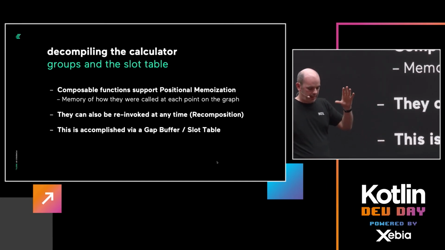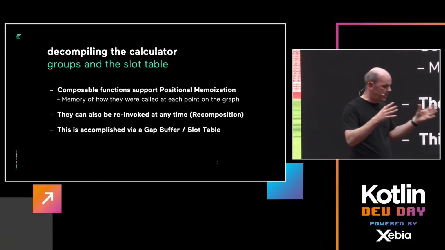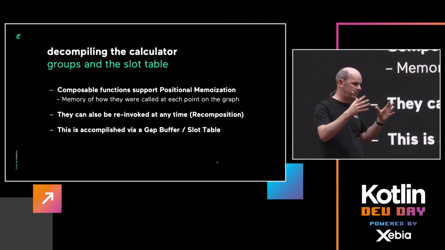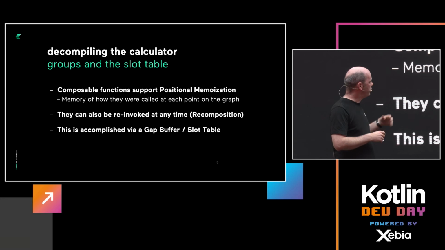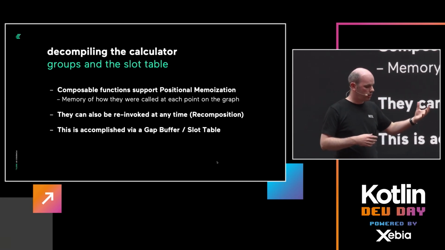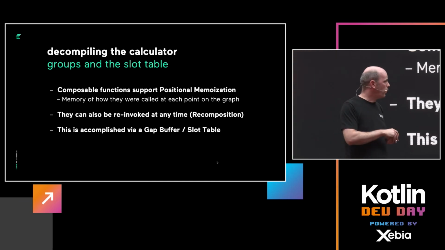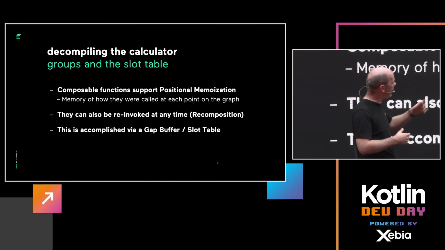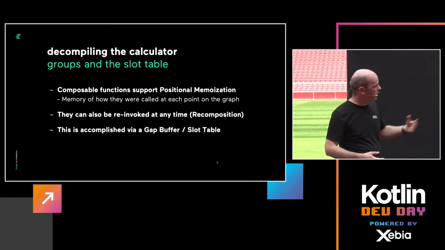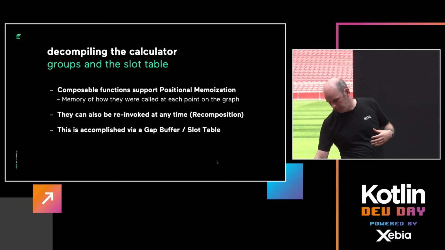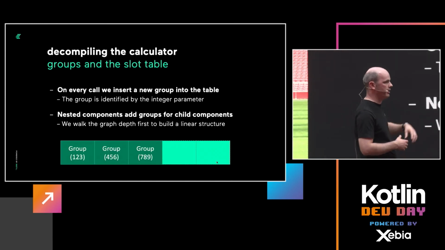So a gap buffer is a clever way to maintain a list of things and make it easy to change stuff. And you can basically think of it as an array of slots. And so the function component is composed, generated, and the output is memoized, and put into the slot as appropriate. And that's how the Compose compiler figures out whether or not it needs to regenerate some UI.